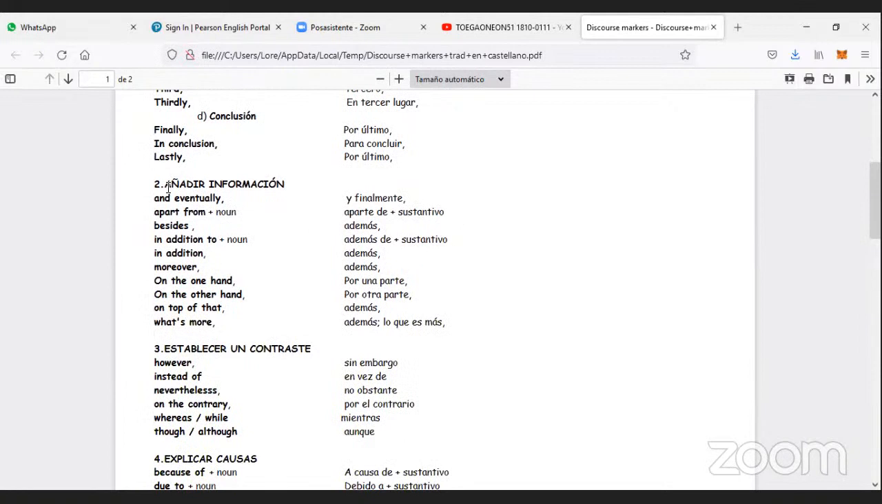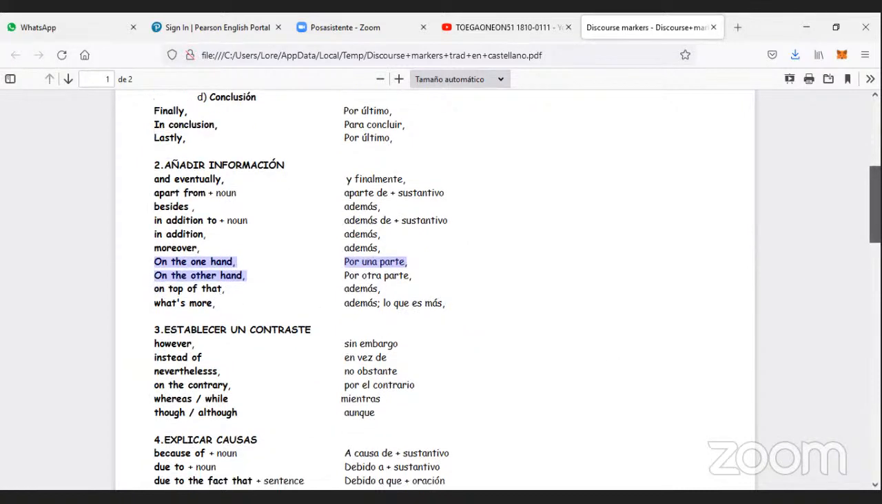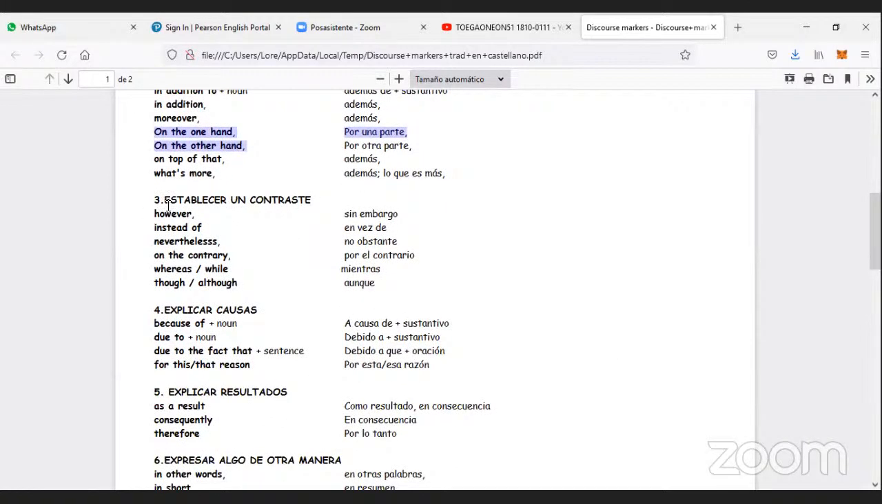We're going to put, for example, if we want to add some information in my response, I could use eventually, apart from, besides, in addition to, moreover. If we have, for example, two examples, giving two pieces of information, for the first one we could use on the one hand. On the other hand, for the second that is going to continue this. Or maybe if we want to establish some contrast, we will use however, instead of, nevertheless, whereas, although. So we could use all of this.